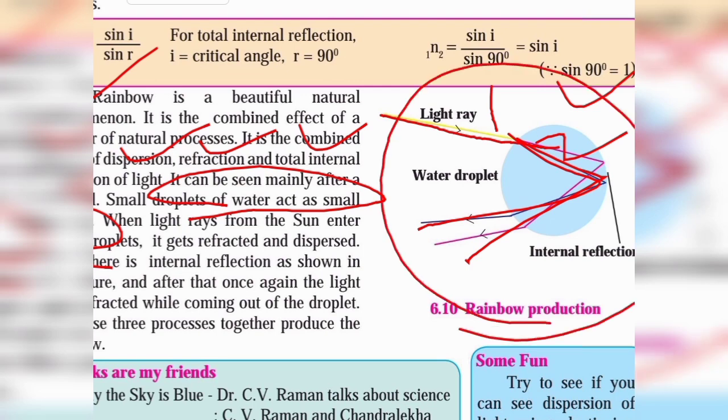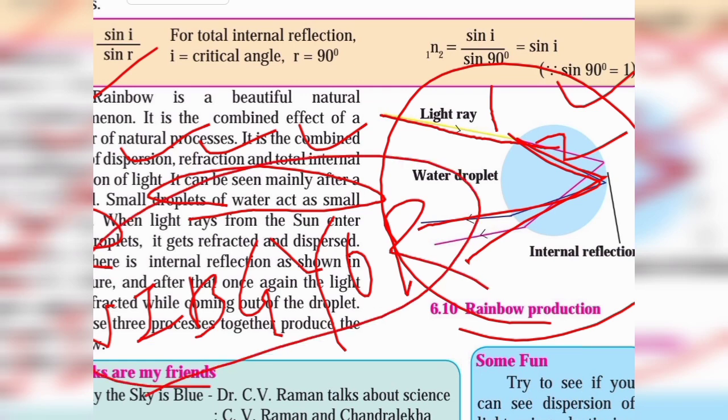And how many colors are in the rainbow? There is formation of VIBGYOR, these 7 colors: violet, indigo, blue, green, yellow, orange, and red. These 7 colors are formed, but we cannot see all colors because the distance is more, and the second point is that the intensity of every color is different. Hence we only see those colors in the rainbow which have more intensity.